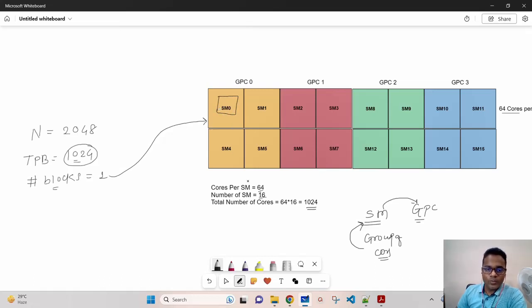Now how many streaming multiprocessors do we have? 16, out of which how many are getting utilized? 1. That means the utilization of the GPU here is 1/16 with respect to the streaming multiprocessors. Out of 16 streaming multiprocessors, only one is getting used, and the rest are sitting idle. Even though we have this much computing power, we were able to use only one streaming multiprocessor, and that's the reason we referred to it as poor utilization of the GPU.